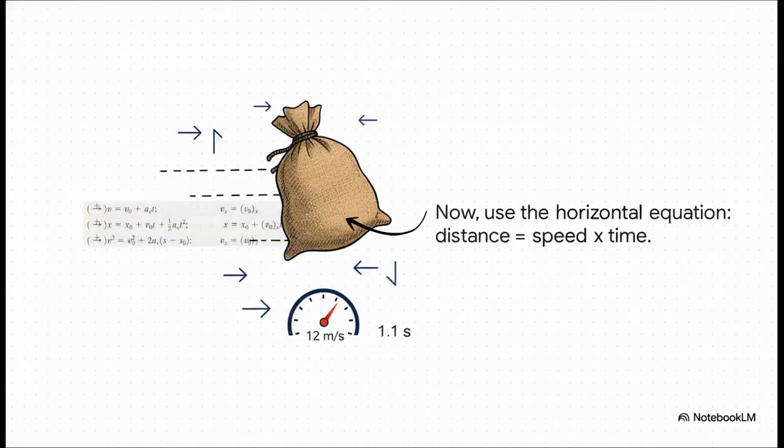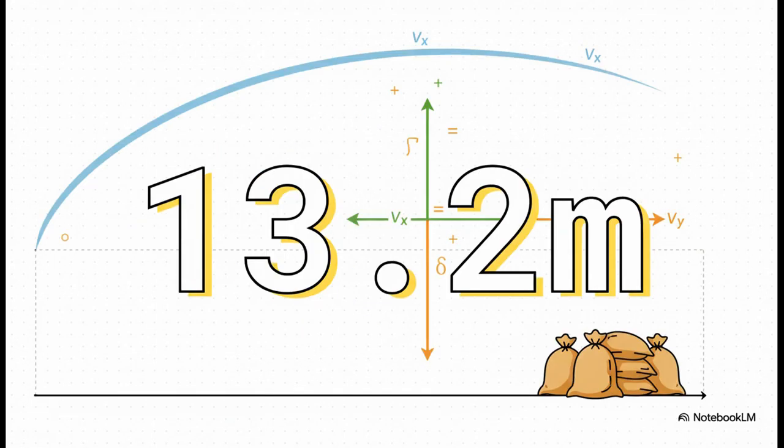All right, now for the fun part, the easy part. Step 2. We know the sack was moving sideways at a steady, constant 12 meters per second. And we now know it did that for exactly 1.1 seconds. This is where the beauty of our method really shines, because the horizontal math couldn't be simpler. It's just distance equals speed times time. So you multiply 12 by 1.1, and the final answer is 13.2 meters. How cool is that? By breaking one complex curve into two really simple problems, we were able to predict its path perfectly.